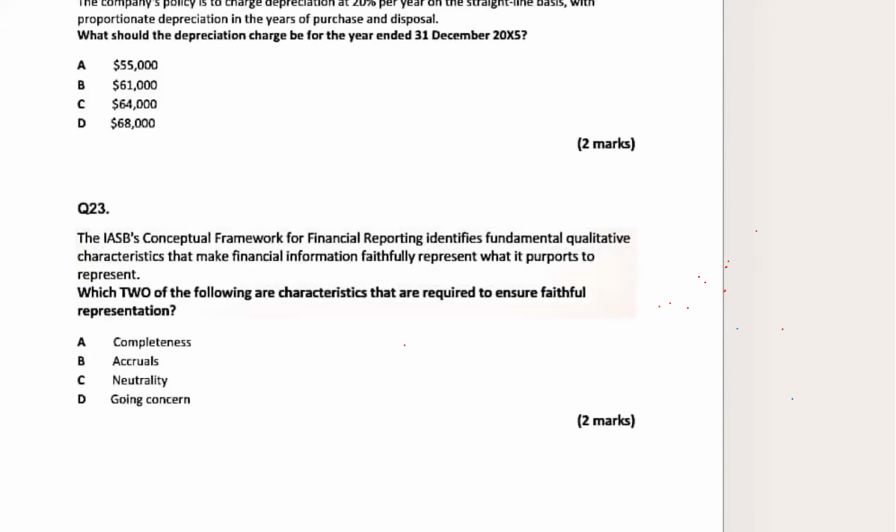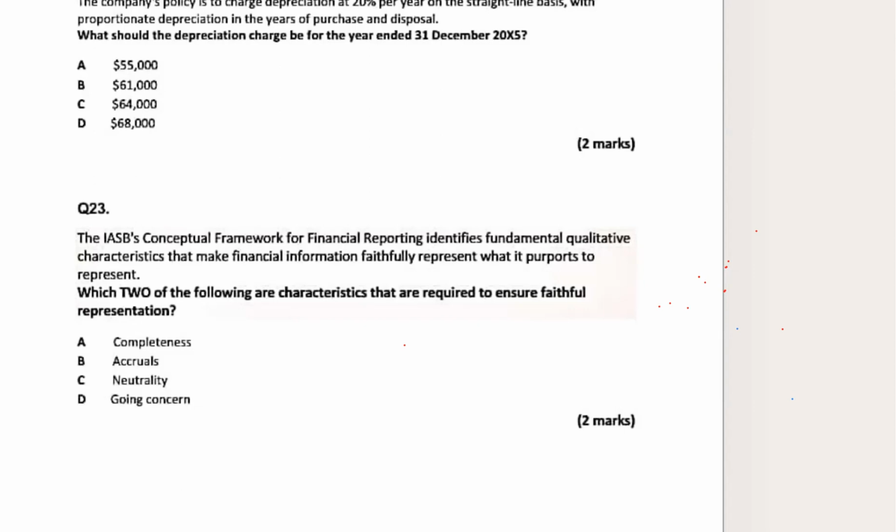So the reason why I chose A and B is because there shouldn't be any missing information when you're preparing financial statements. That's for A. It must be complete. You shouldn't leave out anything. Then in neutrality, you have to be fair, with no errors in it. You must make sure that you go through so that there are no errors in the statements that you're making.